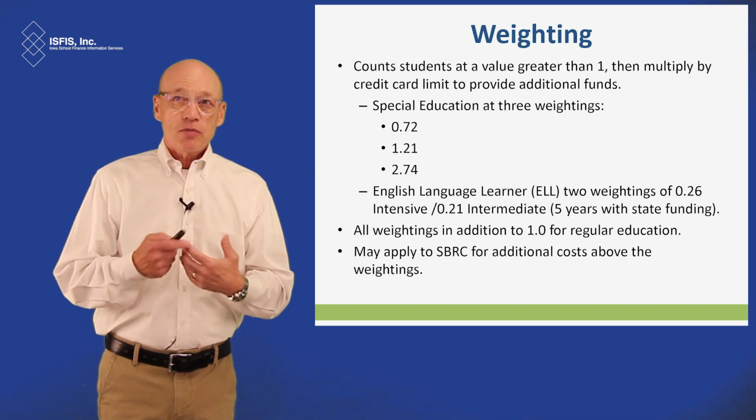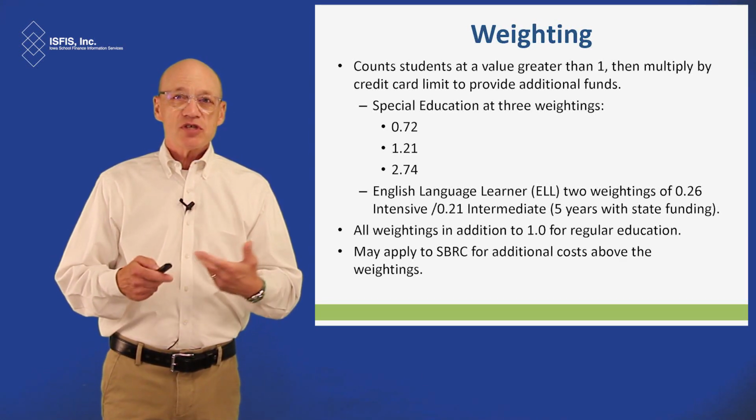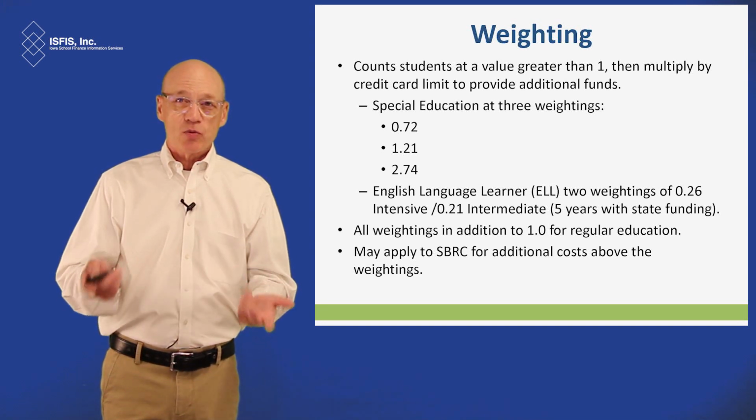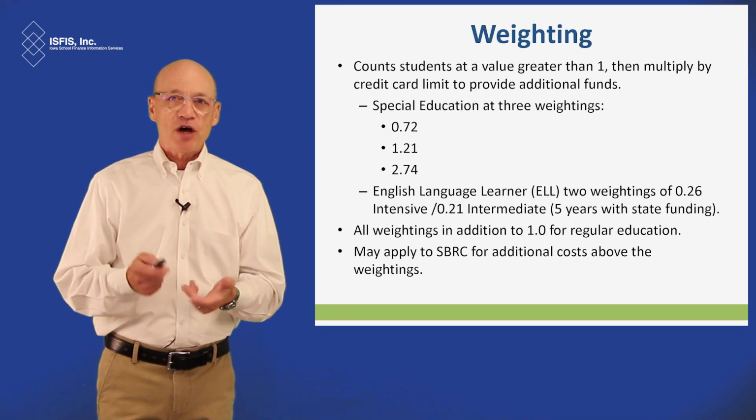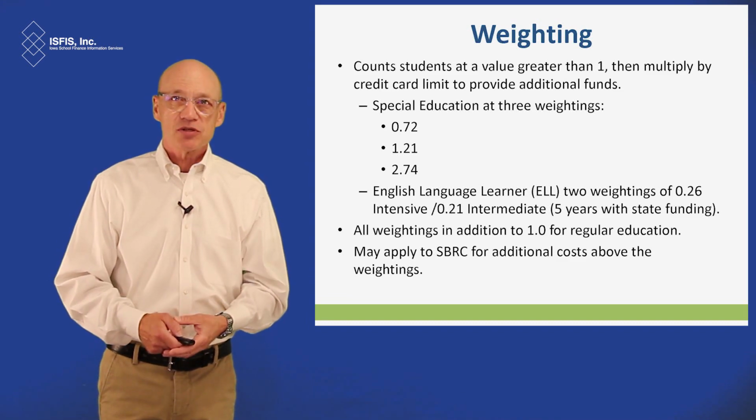English language learner also has additional funding that's associated with it. Those students count at a value greater than 1 as well. School districts may also apply to the School Budget Review Committee for additional costs above those weightings.